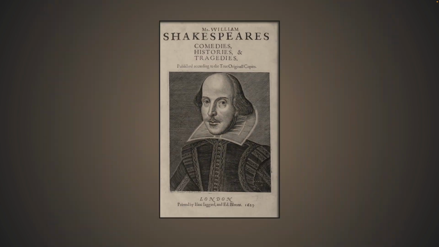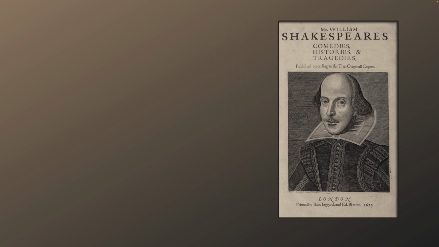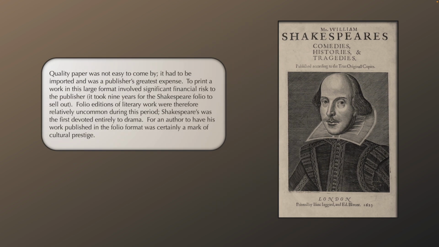So we're going to talk a little bit more about this to wrap up this lecture. Quality paper was not easy to come by. It had to be imported. It was extraordinarily expensive. So to print a work in this large format involved significant financial risk to the publisher. If you were going to spend this much money to make a book, you wanted to make sure it could sell. And it took 9 years for the Shakespeare folio to sell out.